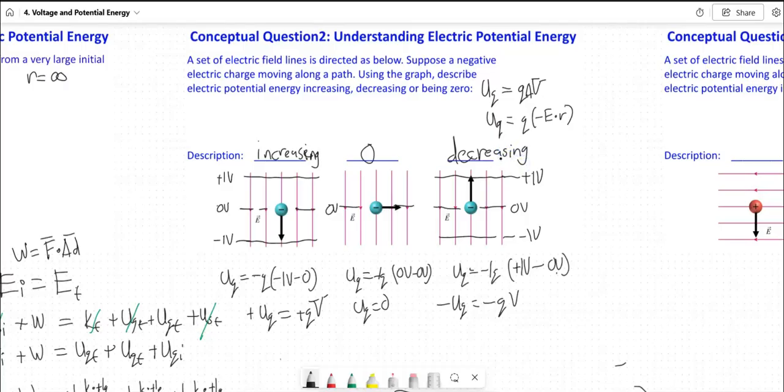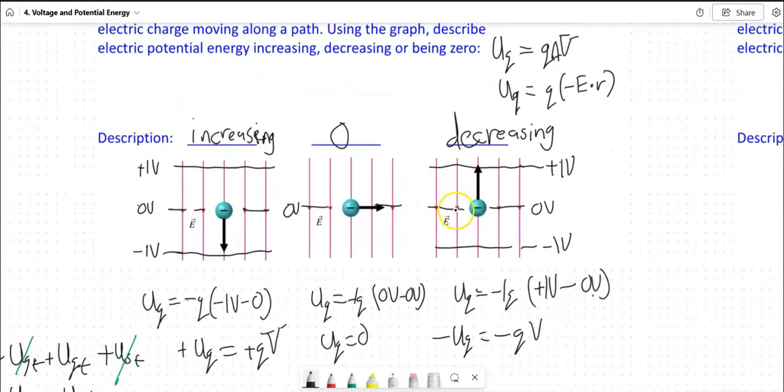It may be moving in the positive voltage direction, but for this guy, it's moving opposite the direction of the electric field, and the electric field vectors are pointing here. It's actually moving downhill from its perspective. It's kind of interesting. Electrons always want to move upstream, but from its perspective, it's actually moving downhill. So, kind of cool.